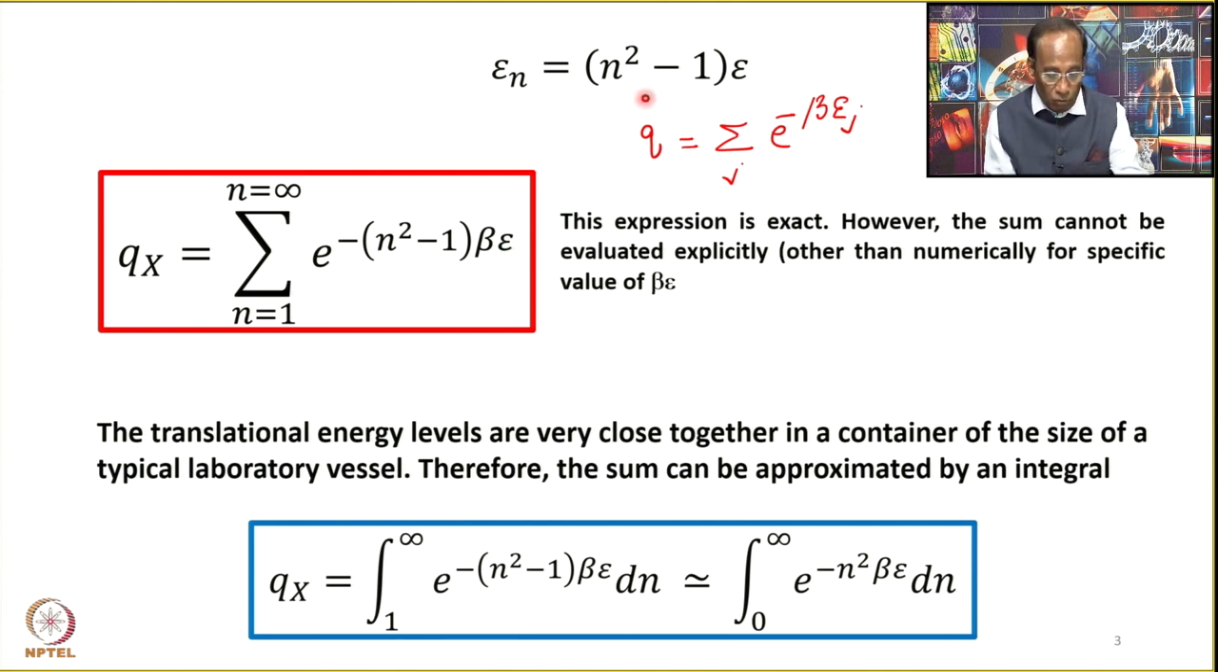We have basically used this formula and we have substituted for n, n can vary from 1 to infinity, and exponential minus beta Ej or En here, instead of j, I am writing En. So, therefore, you are writing n square minus 1 into epsilon. This expression is exact. In order to evaluate this expression, you have to keep on adding for different values of n. Even though this expression is exact, the sum cannot be evaluated explicitly other than numerically for specific value of beta epsilon.